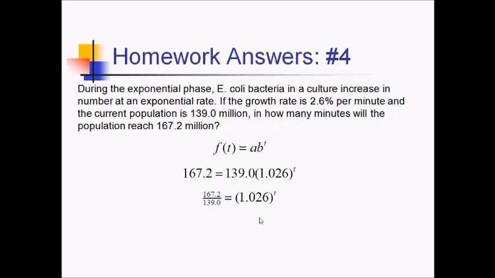Next, let's take the log of both sides. So log of all this stuff equals t log of 1.026 using my pop-out rule. Next, let's divide log of that stuff by log of 1.026 to get t by itself. And at this point, I really do need to use the calculator.